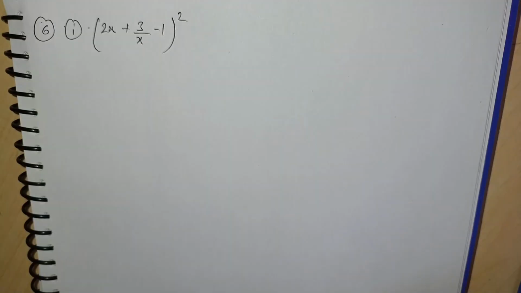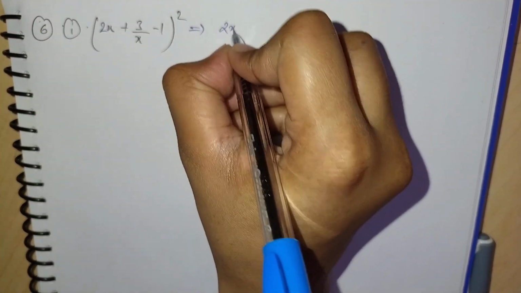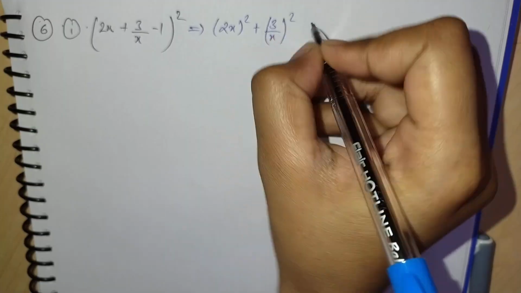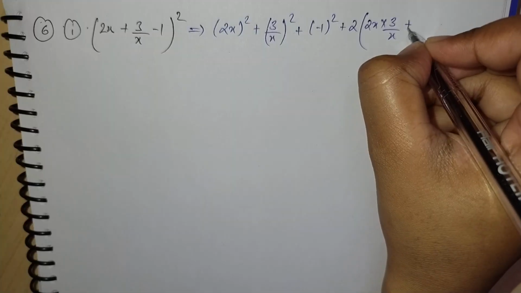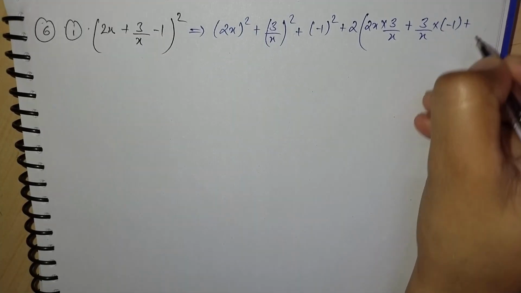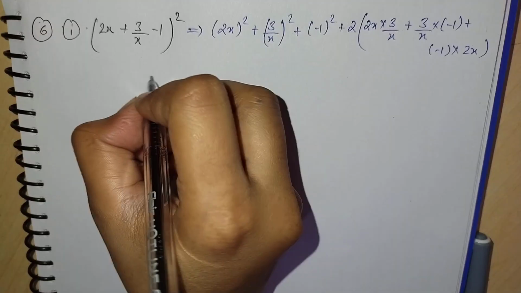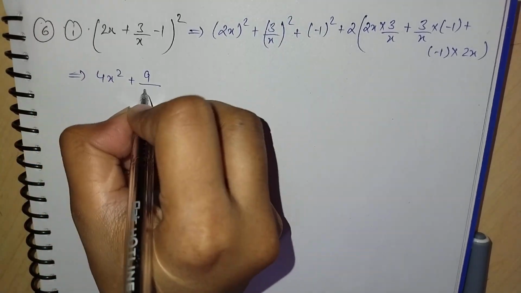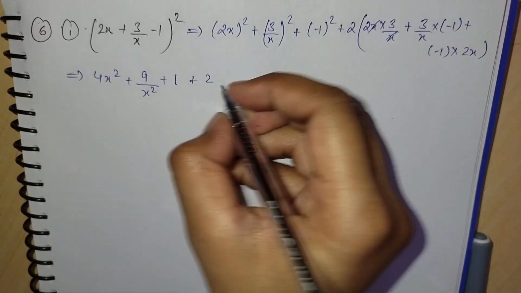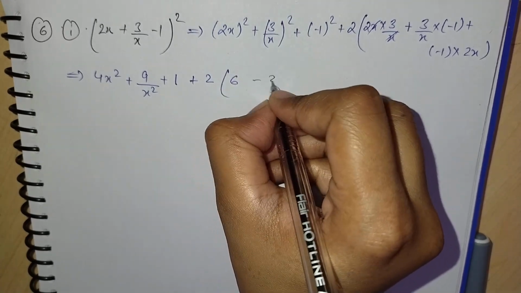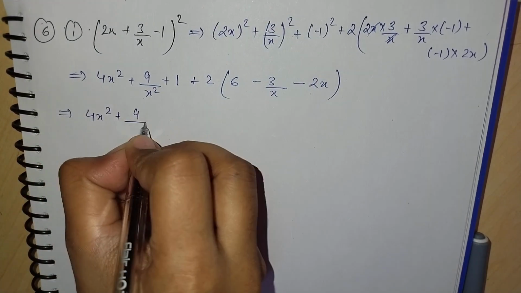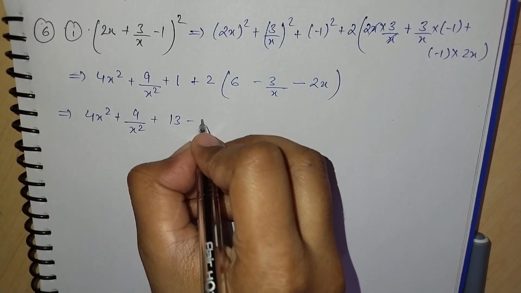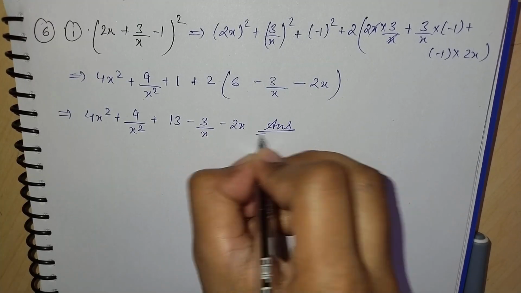Here first part is (2x + 3/x − 1)². On solving it, we will get (2x)² + (3/x)² + (−1)² + 2[(2x)(3/x) + (3/x)(−1) + (−1)(2x)] equal to 4x² + 9/x² + 1 + 12. On cancelling out x from here, we will get 6. Now minus 3/x minus 2x. So 4x² + 9/x² + 13 − 3/x − 2x. So this is the answer here in this question.